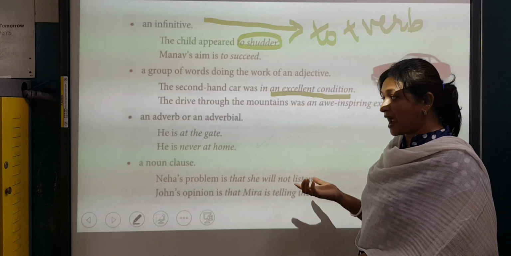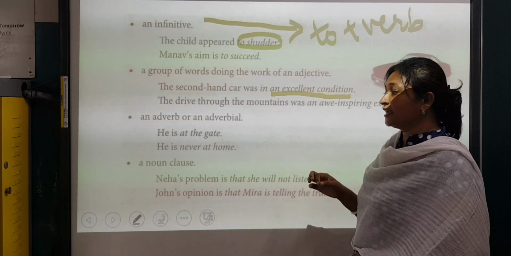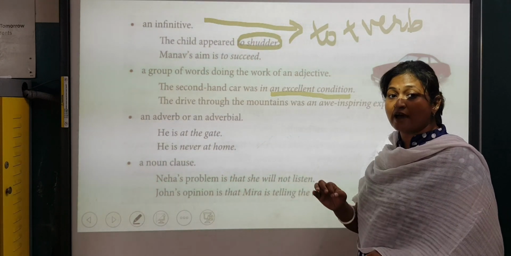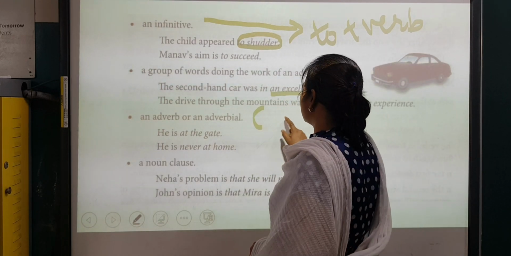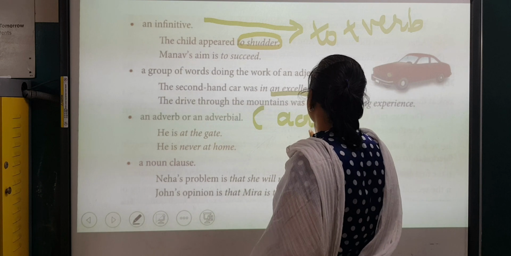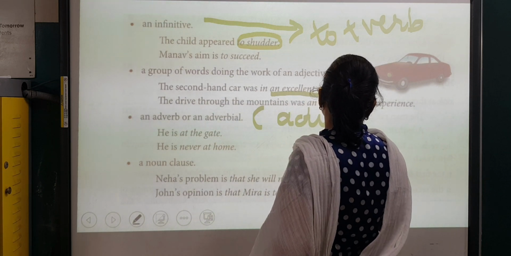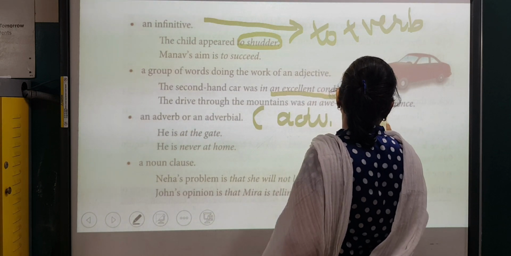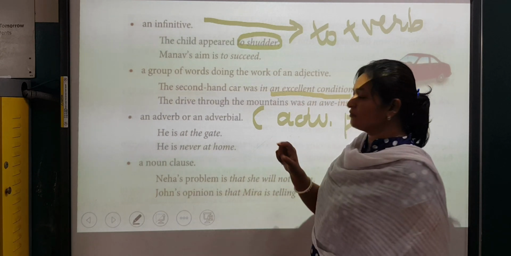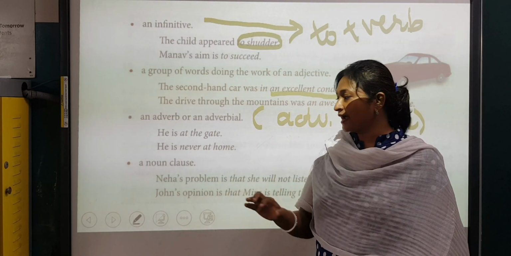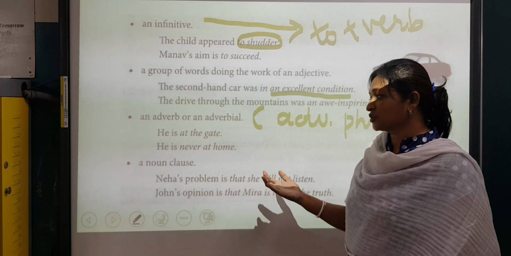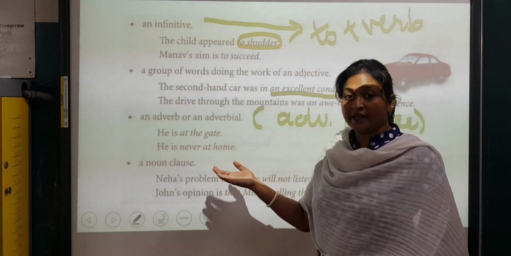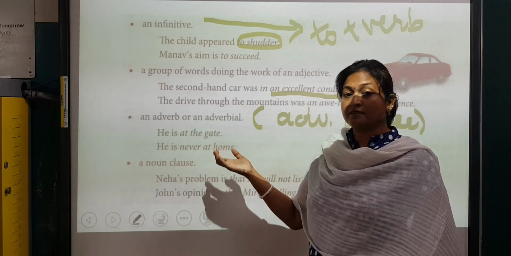Now it can be an adverb or an adverbial. He is at the gate. See children, whenever you have an adverb phrase, we call it adverbial. So that means adverbial can also be written as adverb phrase. Whenever you have a group of words as adverb, we call it adverbial. Now here, he is never at home. So never at home, that is the adverbial.